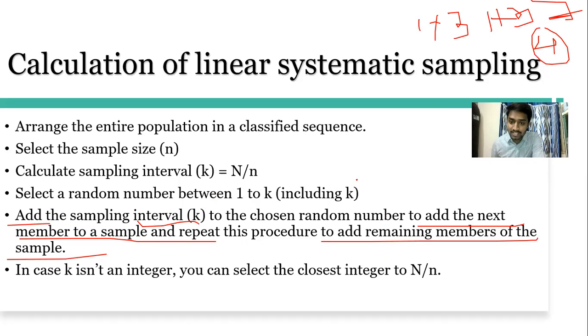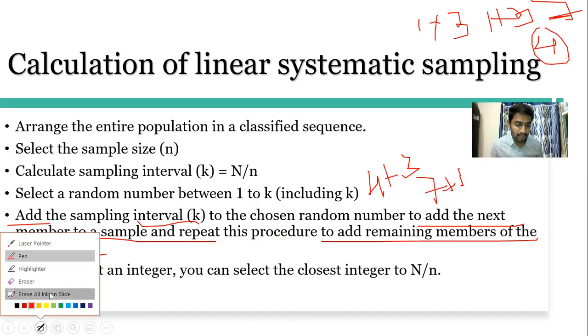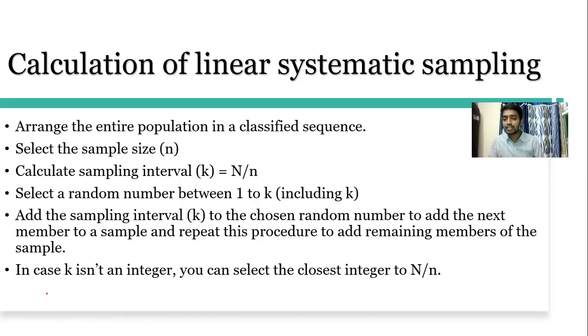Like 4 plus 3 is 7, 7 plus 3 is 10, and 10 plus 3 is 13. Like this, we go on continuing until we meet the maximum sample size we have, like the 366 example I gave.